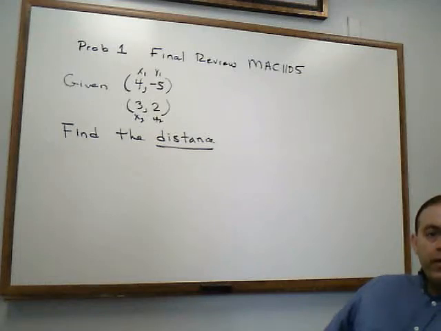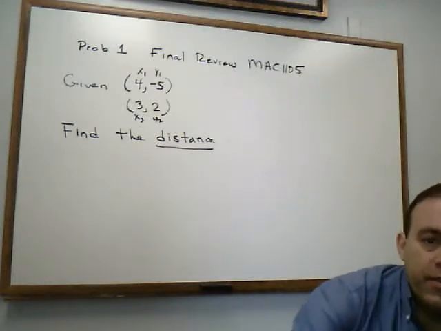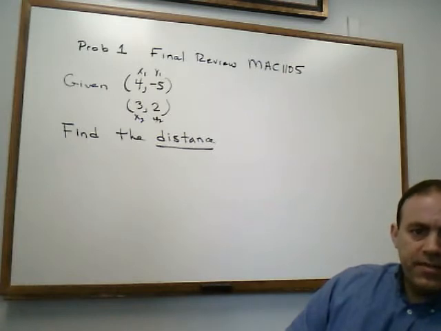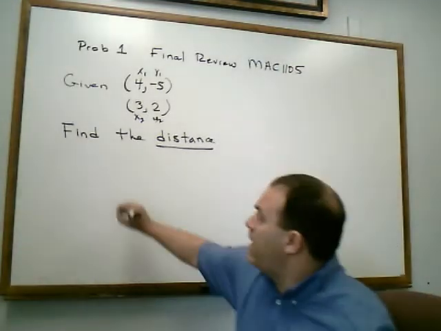This is problem 1 of the College Algebra Final Exam Review. You're given 2 points, (4, -5) and (3, 2), and you're asked to find the distance between those points. For that, we use this formula.